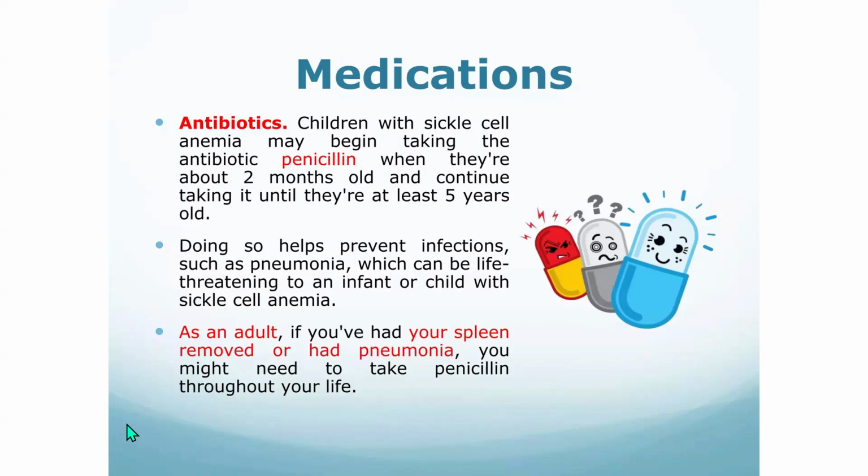Doing so helps prevent infections such as pneumonia, which can be life-threatening for an infant or child with sickle cell anemia. As an adult, if you have had your spleen removed or had pneumonia, then you might need to take penicillin throughout your life.